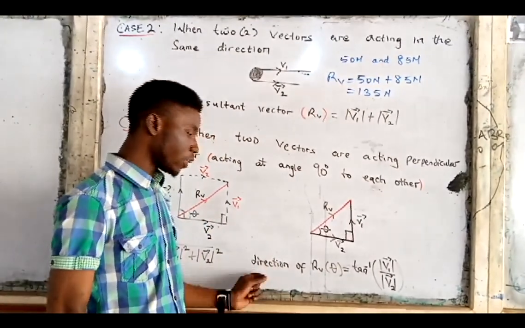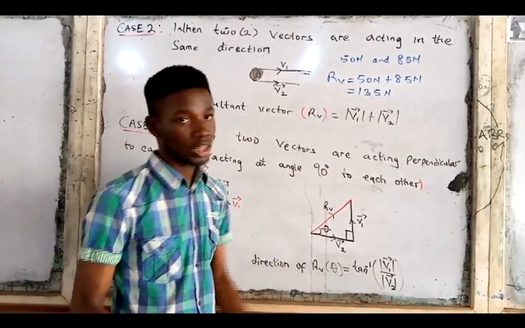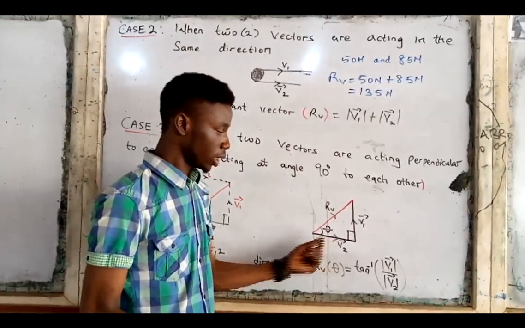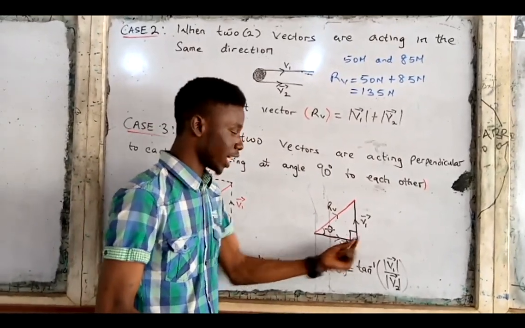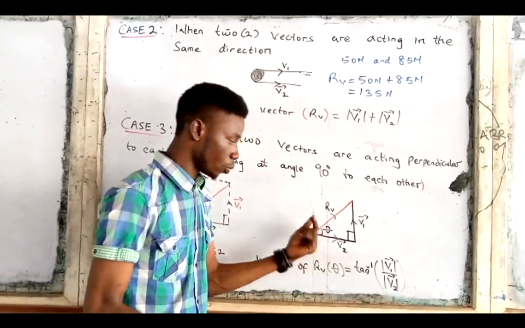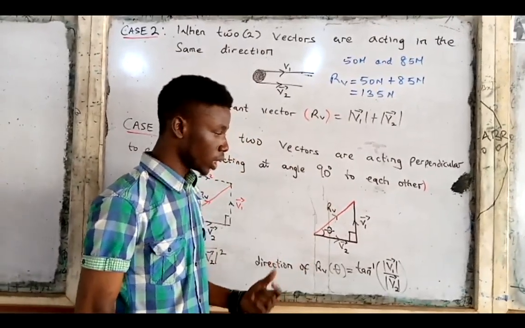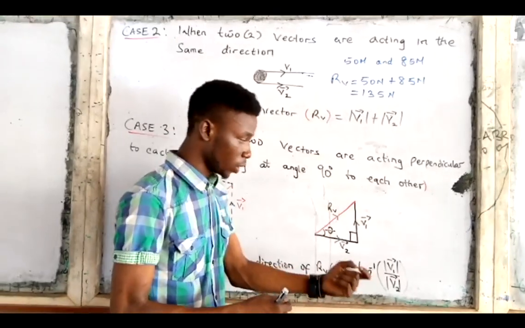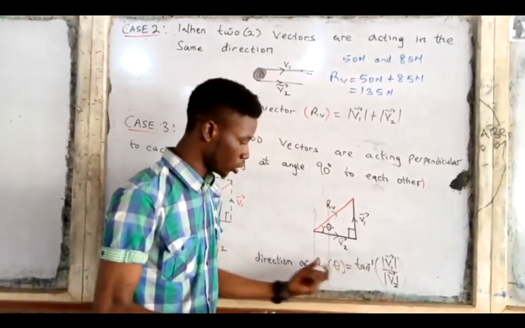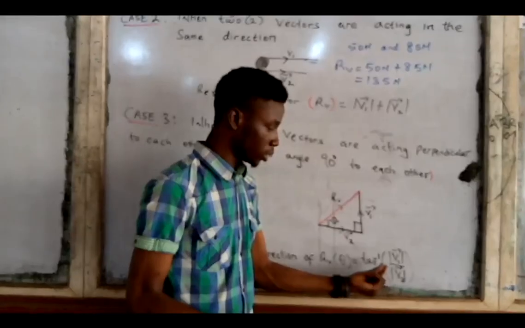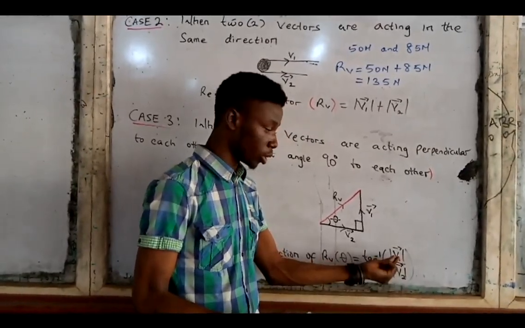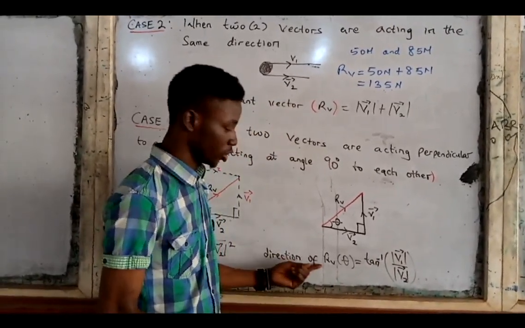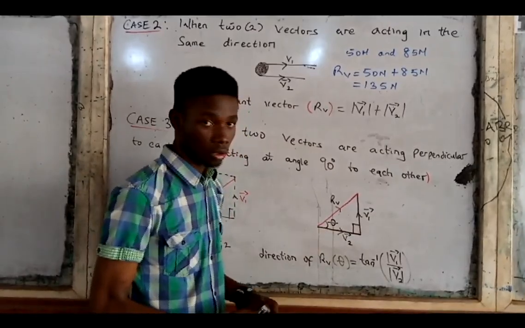But the direction of RV that I've given is biased. What do I mean by being biased? Because this direction is if I'm considering V2 as my frame of reference, that is where I'll be taking the angle from. If I want to get the direction of the resultant vector RV from vector V1, I can also use this formula. All I just need to do is to make the magnitude of V2 the numerator and the magnitude of V1 the denominator. Then I will get the direction of the resultant vector from vector V1.